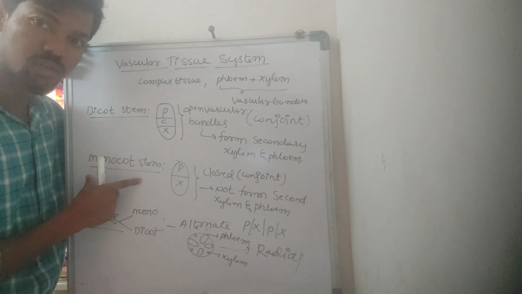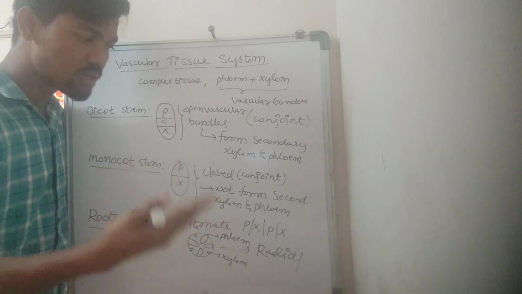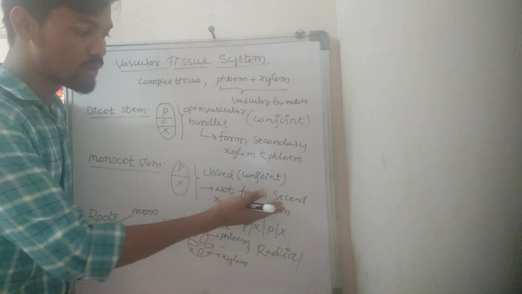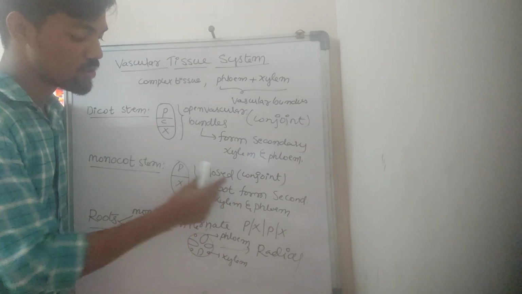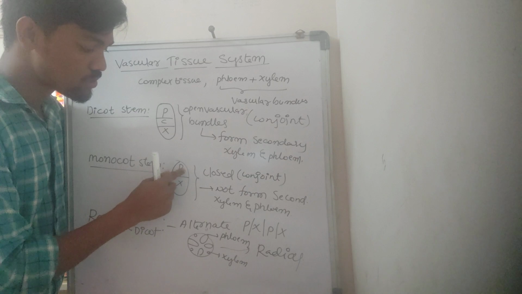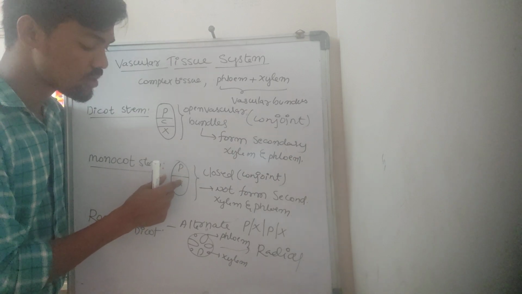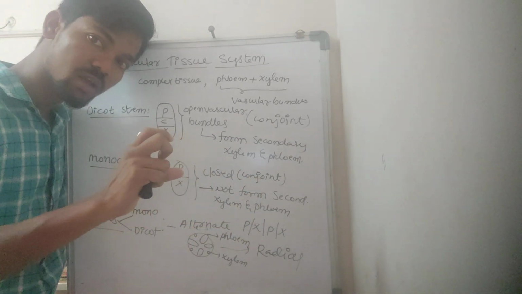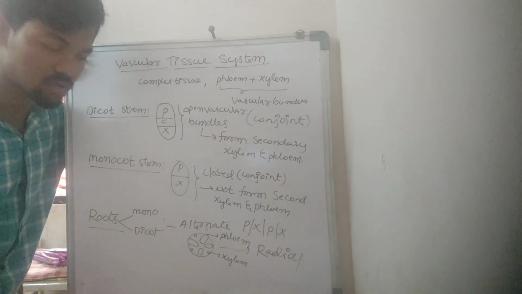Come to the monocot stem. In the monocot stem, the cambium is absent. So can there be any formation of secondary xylem and phloem? Not possible. This is not open, because the cambium is not present. That is why it is closed and conjoint, connected to each other. So it is a conjoint closed vascular bundle.